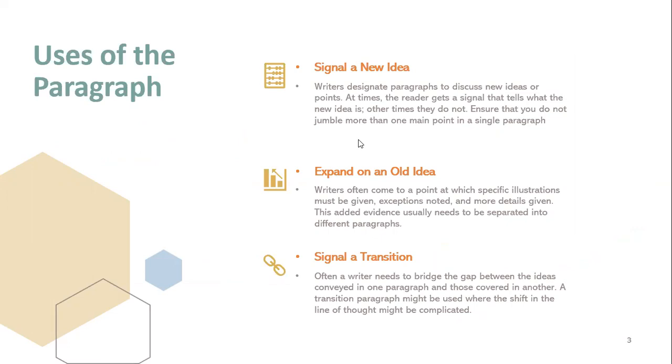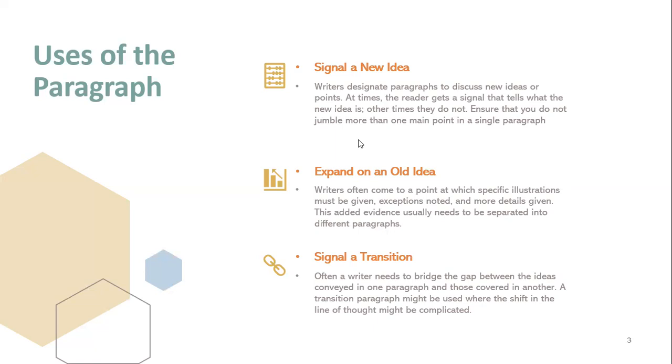So what are the uses of the paragraph? It signals a new idea, it expands on an old idea, and it can signal a transition. For our first point, writers designate paragraphs to discuss new ideas or points. At times, the reader gets a signal that tells what the new idea is. Other times, they do not. Ensure that you do not jumble more than one main point in a single paragraph.